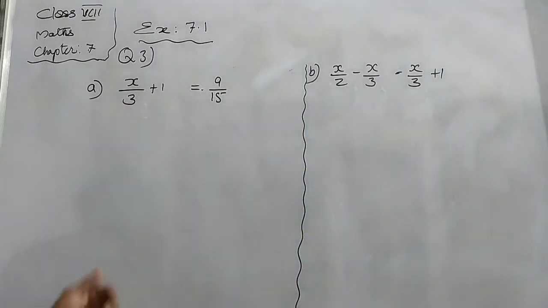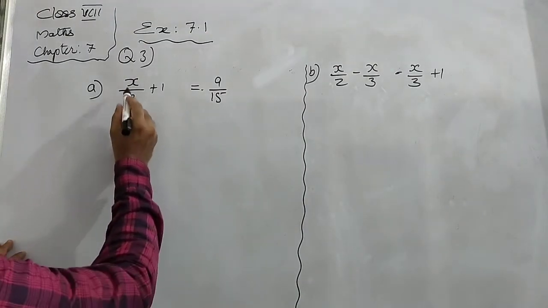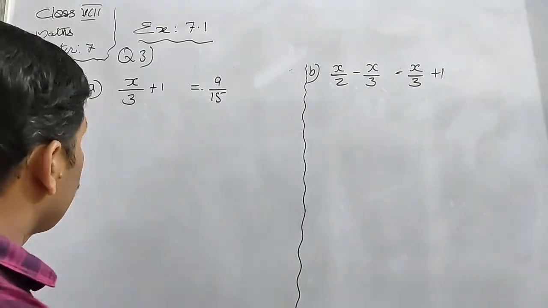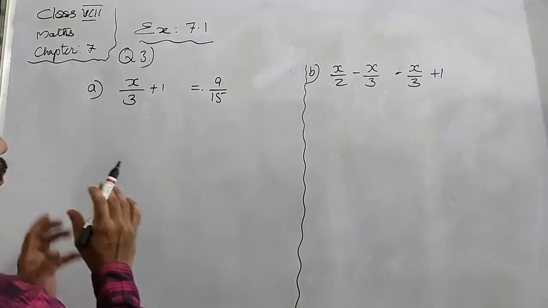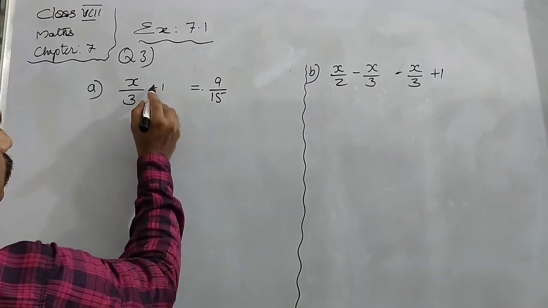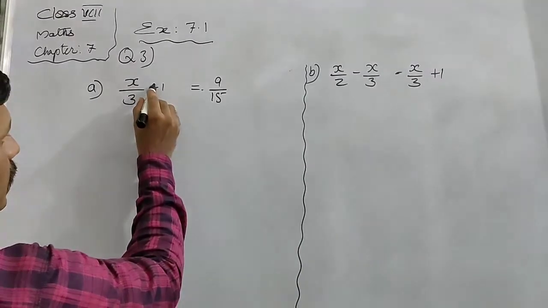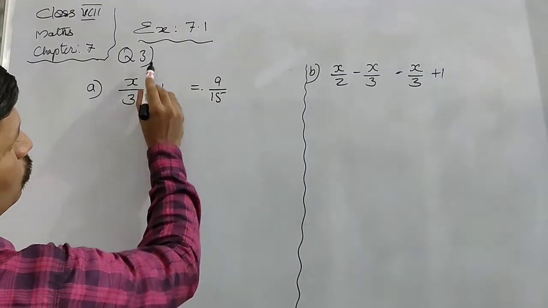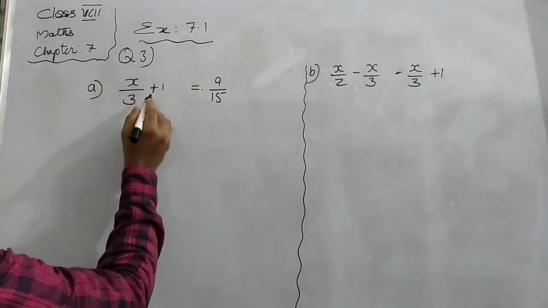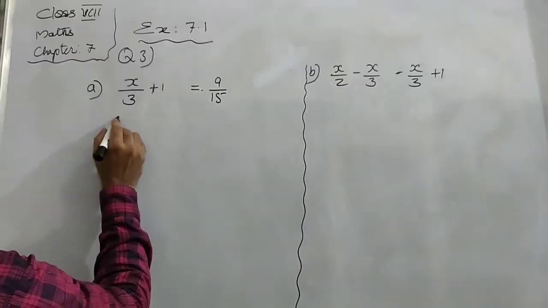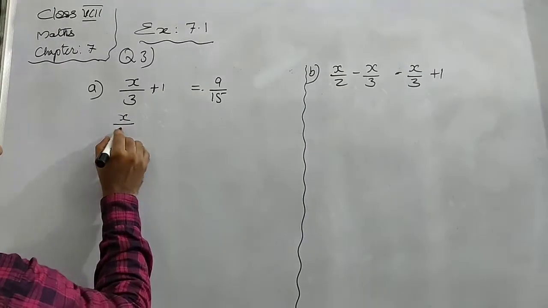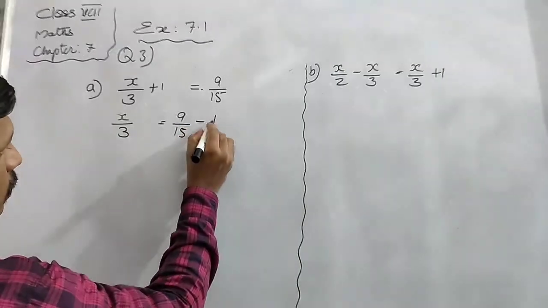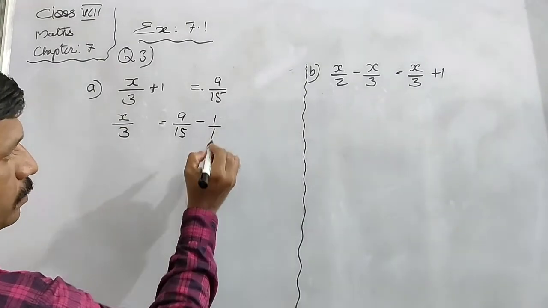So look at the first question here, third question, first one A. x upon 3 plus 1 is equal to 9 upon 15. This is the question, and before cross multiplying we have to do some necessary simplification. So I am going to take this 1 to the RHS. This plus 1 changes to minus 1, so it will be x upon 3 is equal to 9 upon 15 minus 1. Minus 1 means it is 1 upon 1.